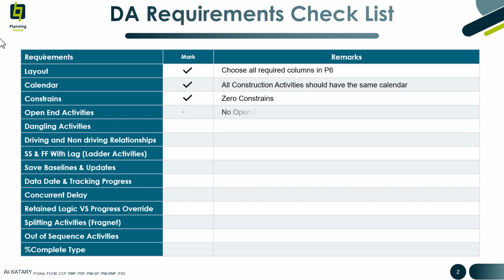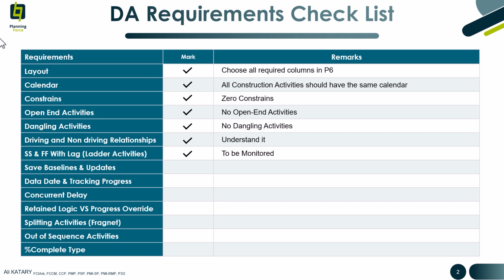Open-end activities: you need to check that there are no open-end activities or activities without predecessors. Dangling activities: check for dangling start and finish activities and correct them. Also, you need to understand the difference between driving and non-driving relationships. Monitor activities with start-to-start and finish-to-finish relationships carefully.